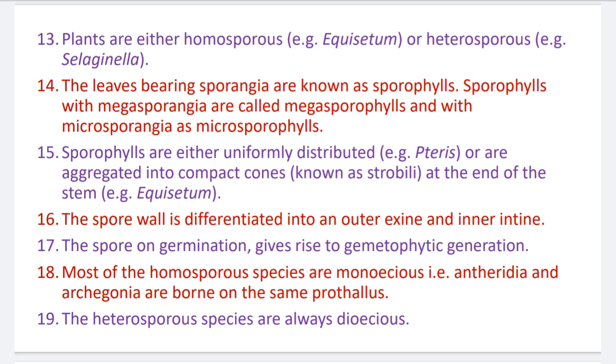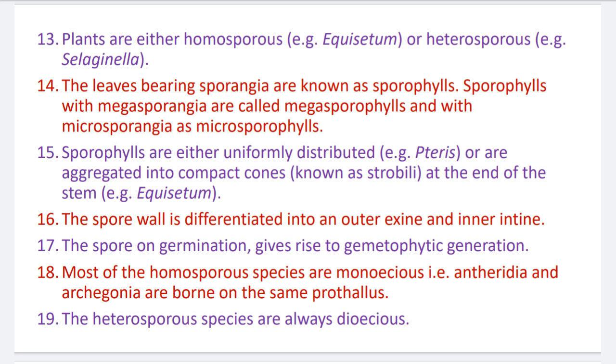Gametophytic plant body means what? The gametangia producing plant body is called the gametophytic plant body. Gametangia means male and female reproductive organs. Male gametangium is antheridium, female gametangium is archegonium. Number 18. Most of the homosporous species are monoecious. Homosporous means the spores developed by the plant are all similar in structure.